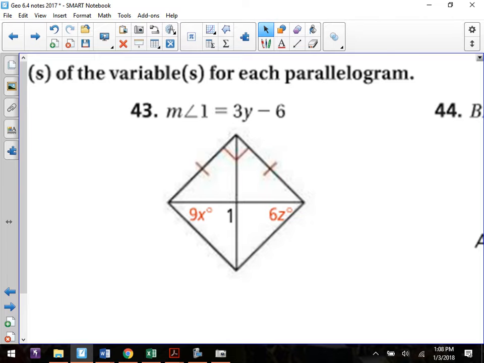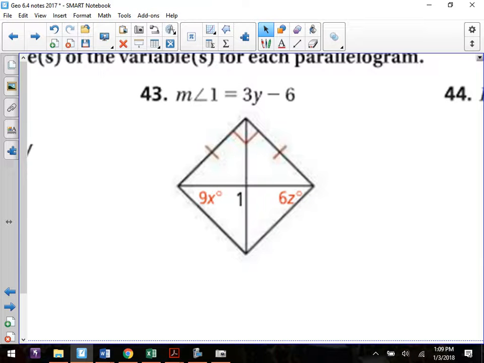Now, if this is going to be a parallelogram, I want to solve for x, y, and z in that one, given that it's a parallelogram. Well, what we have to do then is figure out what kind of a parallelogram it is. Take a second and see if we can figure that out first.